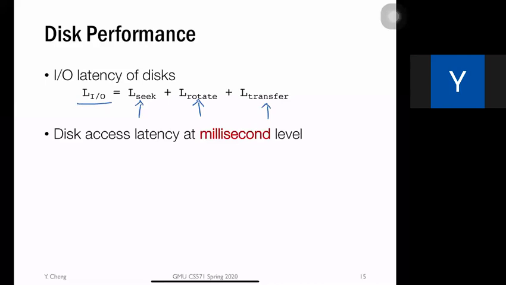And typically, the disk access latency is at the millisecond level. And 1 second is equal to 1,000 milliseconds, okay? Which is extremely slow if you're talking about I/O or read and write performance. And remember, the memory latency is at a nanosecond level. Okay.